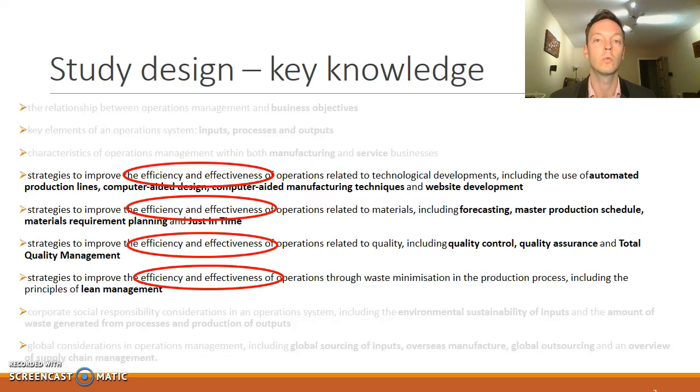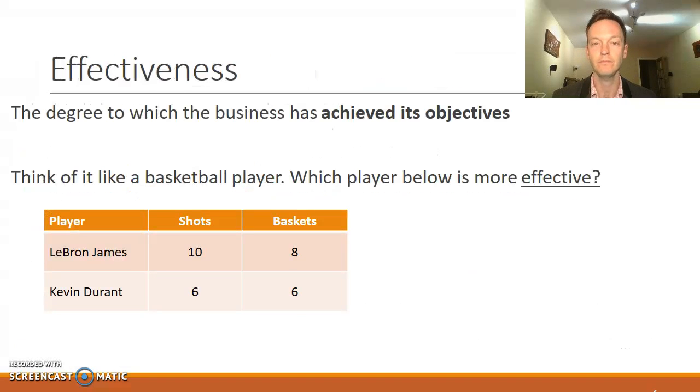You'll see all require you to find out how those four different strategies can improve both the efficiency and the effectiveness of operations. So in order to do that, you need to be able to understand, well, what is efficiency and what is effective management of the operation system? And that's exactly what we're going to go through in this short video. So let's start with effectiveness.